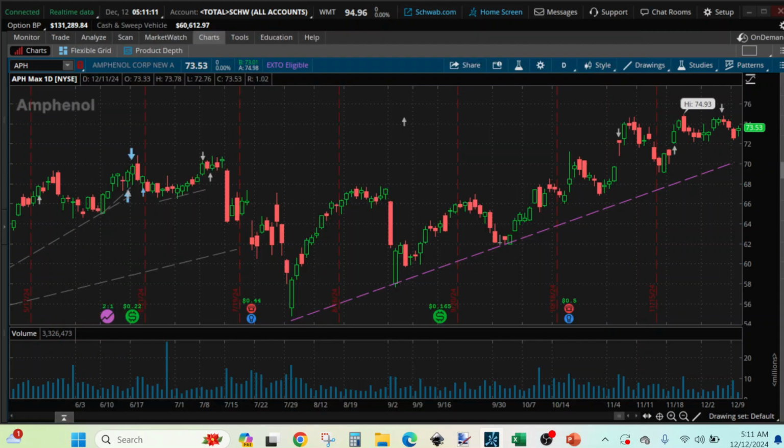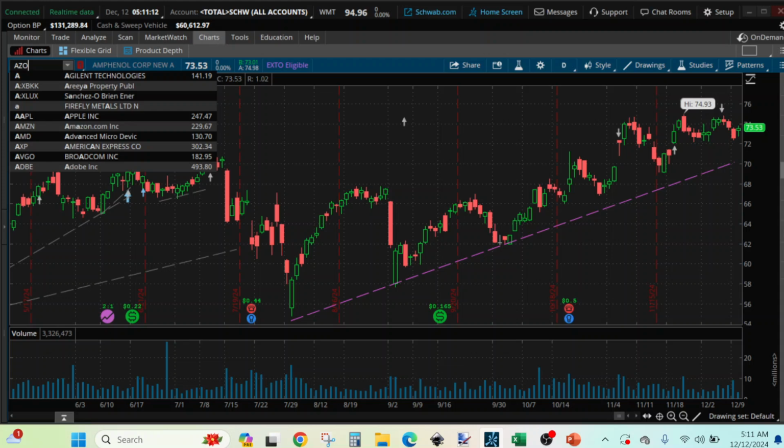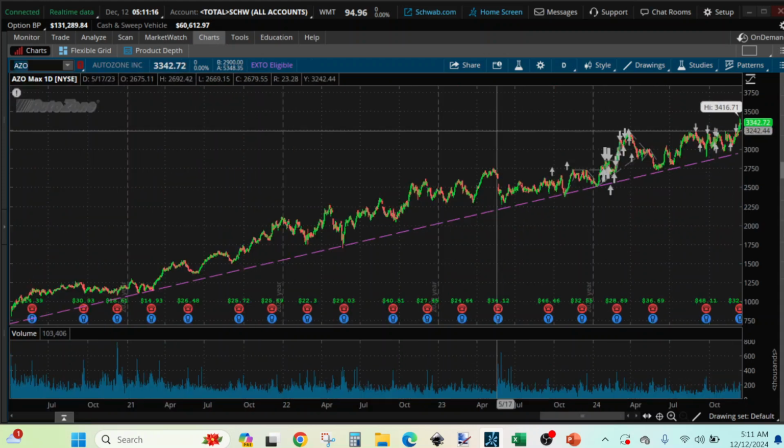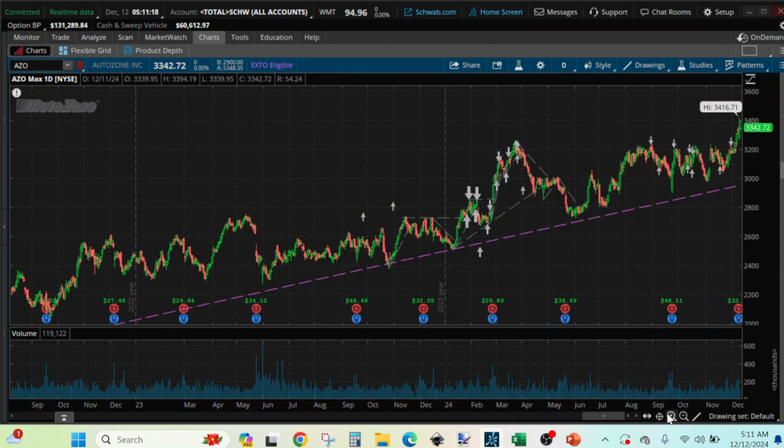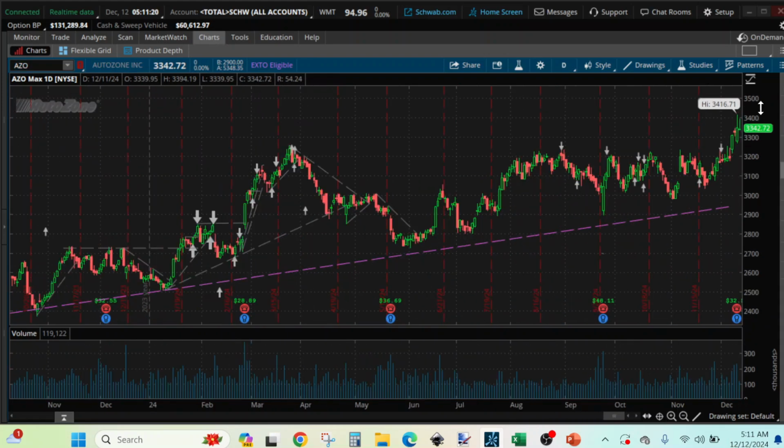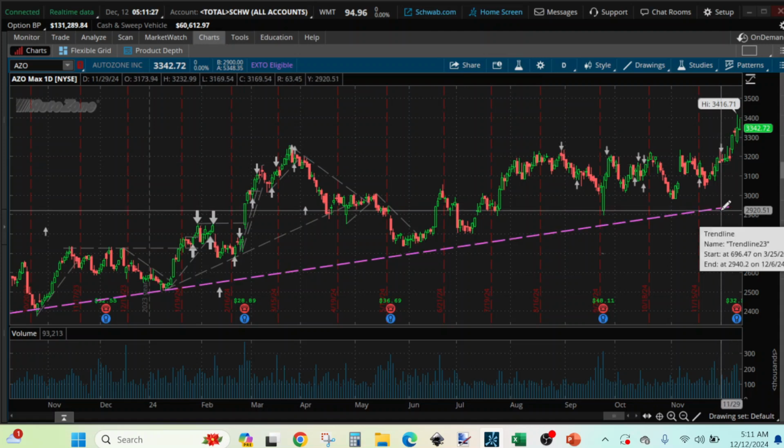A0. A0 is going up. We'll leave it alone. We are tracking it on this line, so when it comes back to it, we can get in.